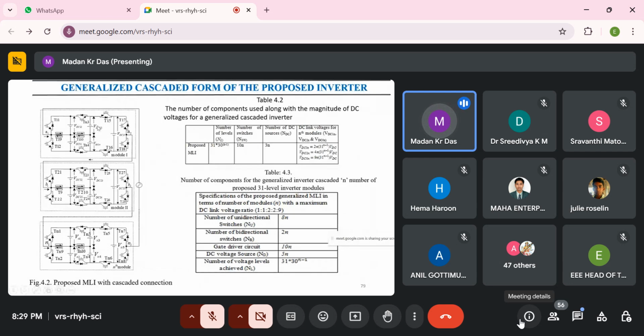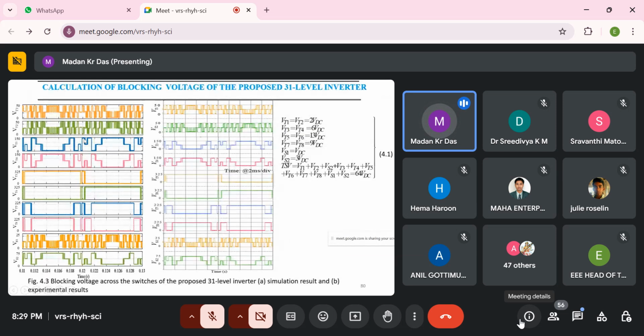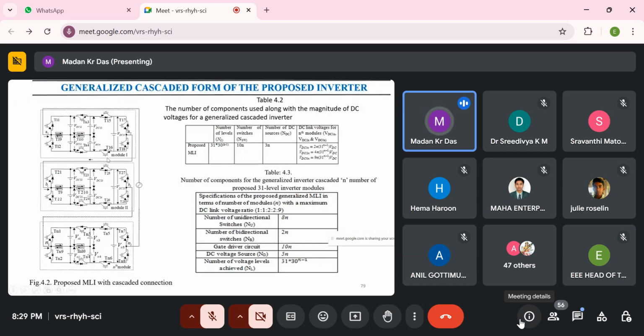So this inverter is also cascading in nature. Suppose we cascade 2 inverters, only 2 inverters. How many levels will we generate? It will be almost 931 levels, like this. Two modules added will generate above 900 levels. So this inverter is cascading in nature, meaning we have found a generalized form.